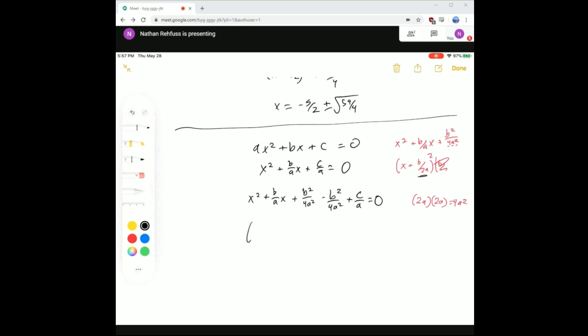So then these first three terms are x plus b over 2a squared. And the last two terms, well, what I'm going to do is say c over a, multiply the top and bottom by 4a, is the same as 4ac over 4a squared. That way I have a common denominator. So what I've got is 4ac minus b squared over 4a squared. I'll move that to the other side.